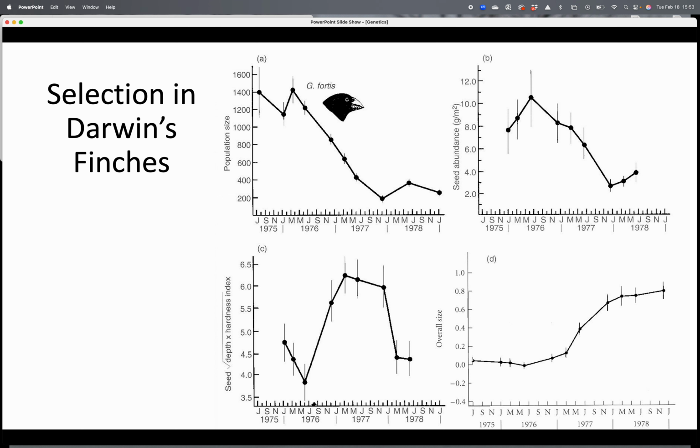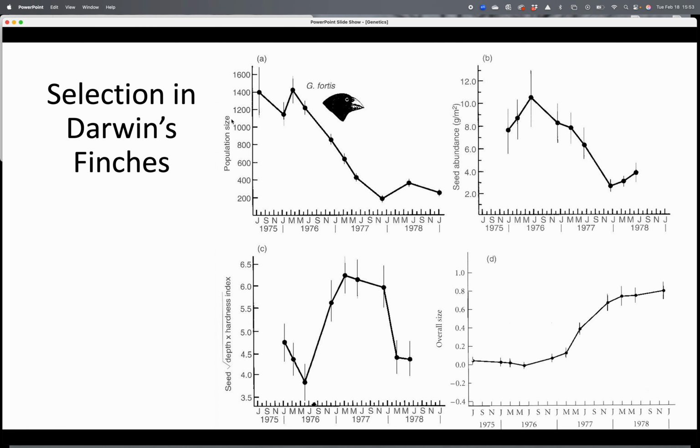Now, when we look at something like selection in Darwin's finches, I mentioned this early on when we were introducing evolution, but this is a case study from back in the 1970s. These researchers had been following Darwin's finches, looking at what they ate and how the beak of the finch was evolving over time. And they happened to be there during the period from 1975 to 1978.